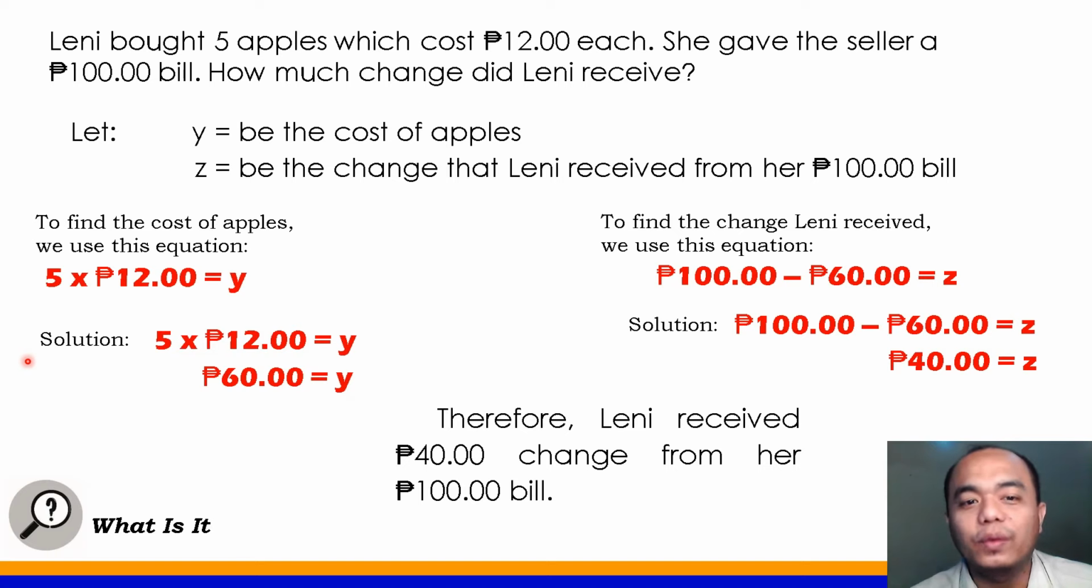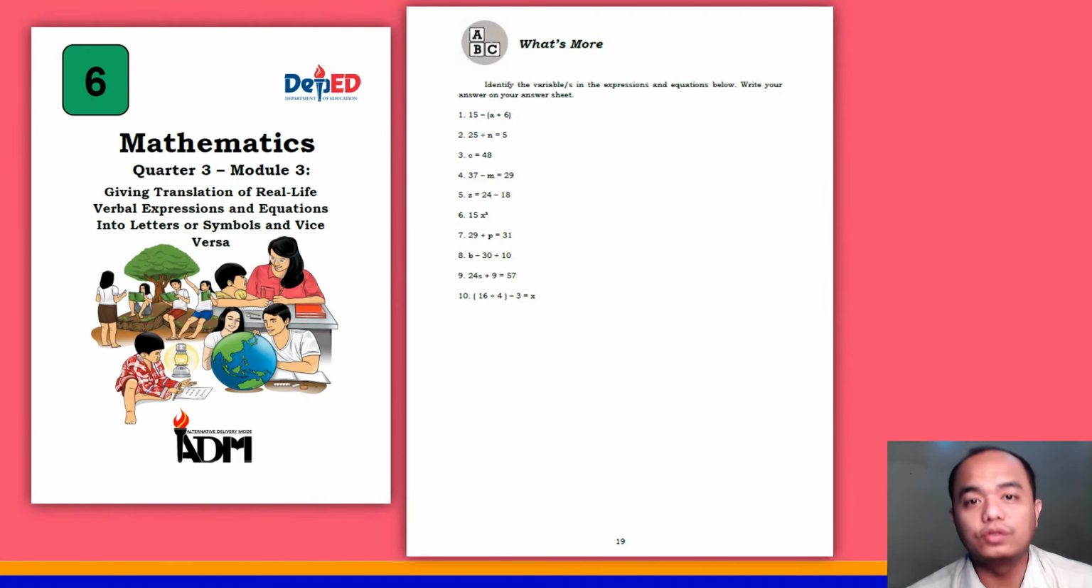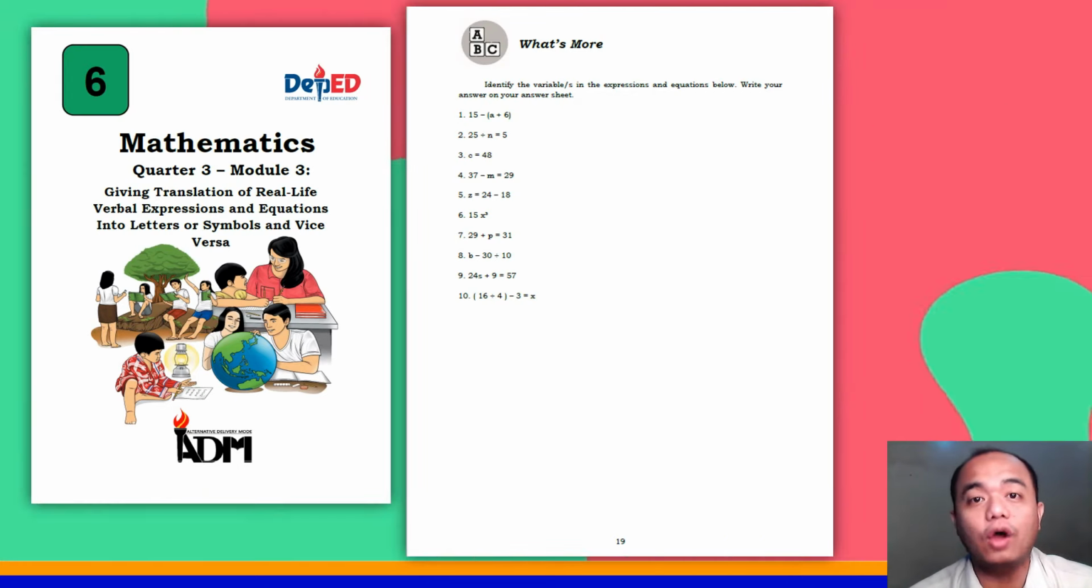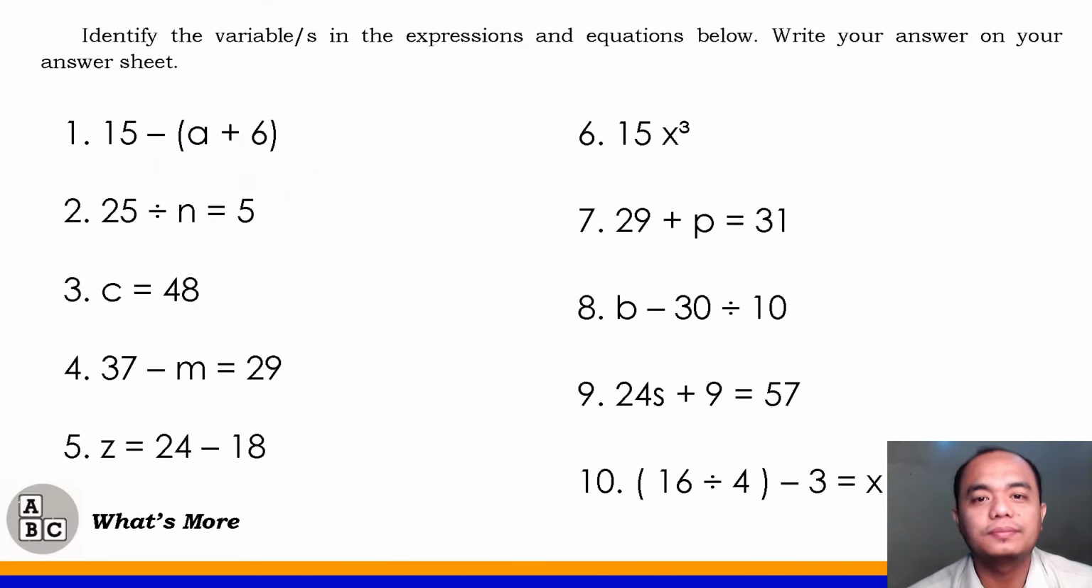Take note, we use two variables here, no? So we use letter Y and letter Z here. So I hope that's already clear to you now. This time, let us now answer the what's more part of your module. This could be found on page 19. This is the what's more part of your lesson 2 for this week module. Now, direction. Identify the variables in the expression and equation below. Write your answer on your answer sheet.